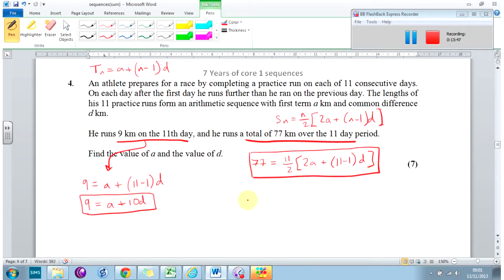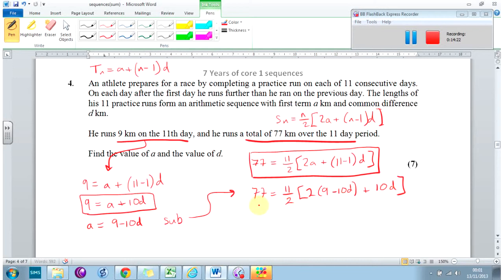Now, I'm going to solve by substituting in for a, which is going to give me an equation in d, which I can then solve. So I'm going to rearrange this for a. So a is equal to 9 minus 10d. And I'm going to substitute into here. So I've got 77 is equal to 11 over 2, and then it's 2 lots of 9 minus 10d, plus 11 minus also plus 10d.